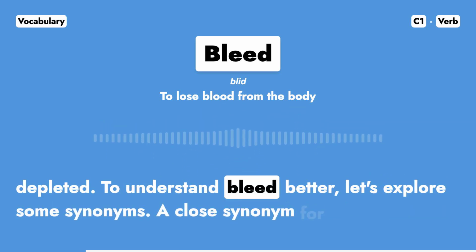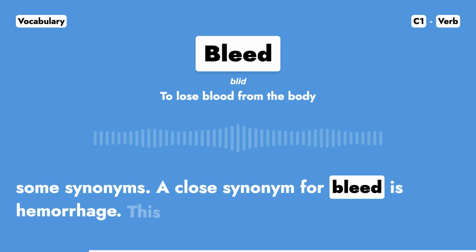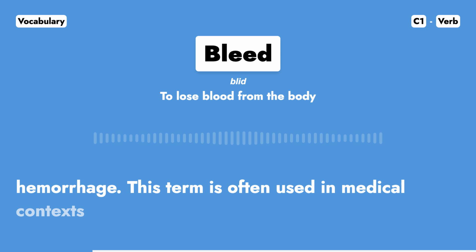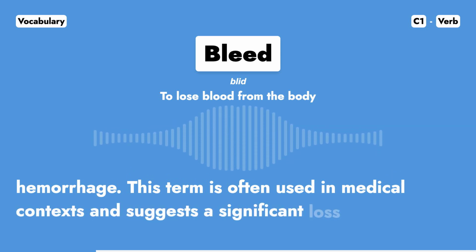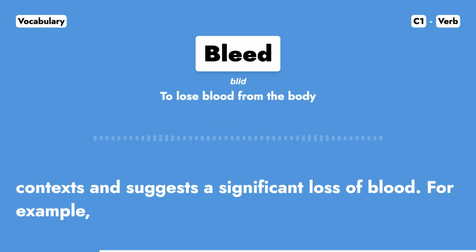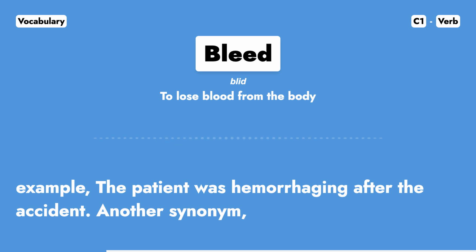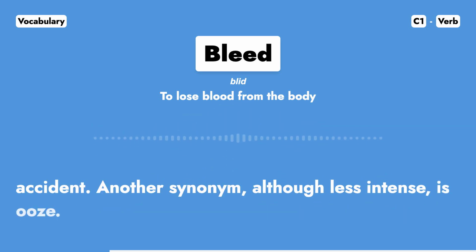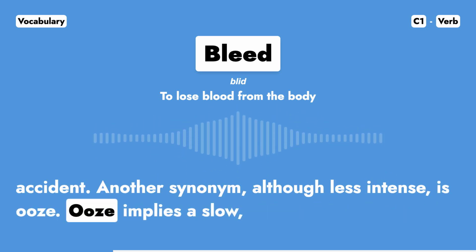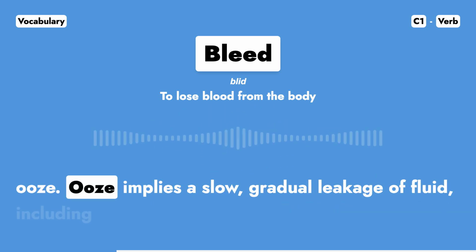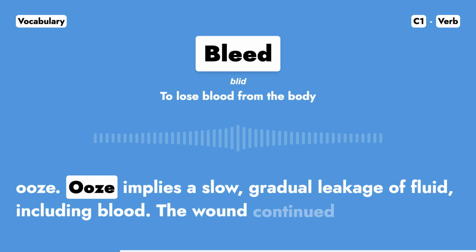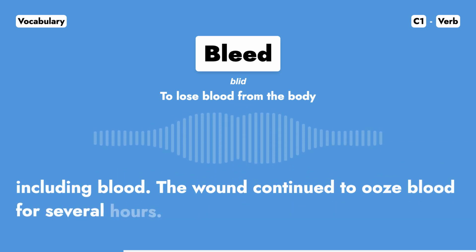A close synonym for bleed is hemorrhage. This term is often used in medical contexts and suggests a significant loss of blood. For example, the patient was hemorrhaging after the accident. Another synonym, although less intense, is ooze. Ooze implies a slow, gradual leakage of fluid, including blood. The wound continued to ooze blood for several hours.